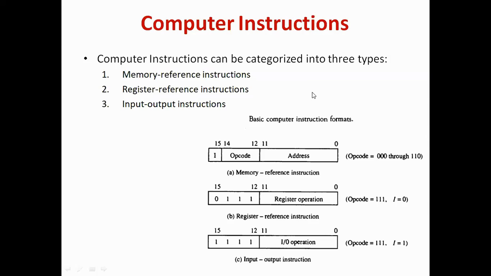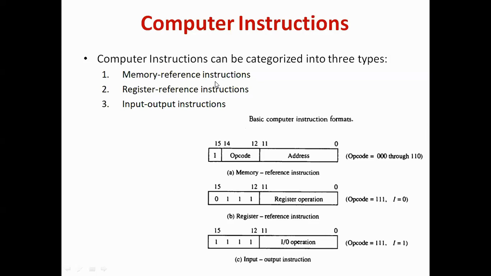There are three types of computer instructions, three categories of them. One category is memory reference instructions, another is register reference, and the third is input output instructions. As the name suggests, memory reference instructions are those instructions that operate on the contents of memory.